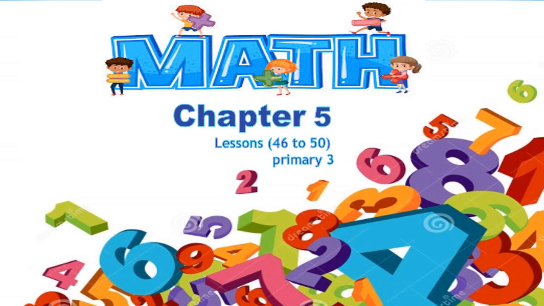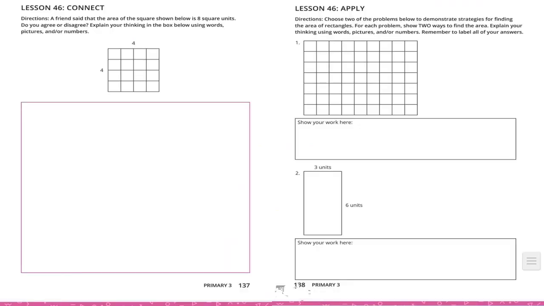Let's start chapter 5, lessons from 46 to 50. Lesson 46, the connect part. A friend said that the area of the square shown below is 8 square units. Do you agree or disagree? Explain your thinking.